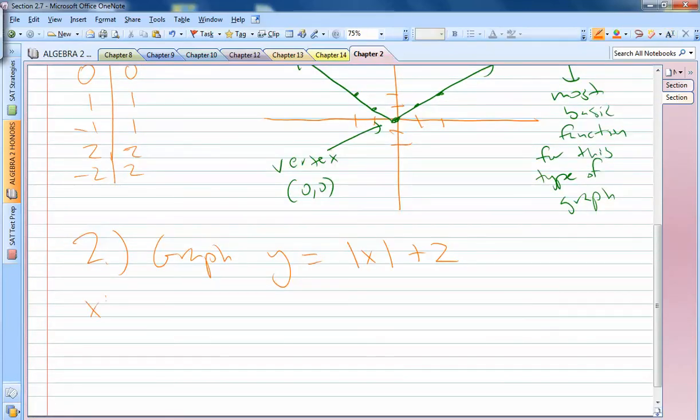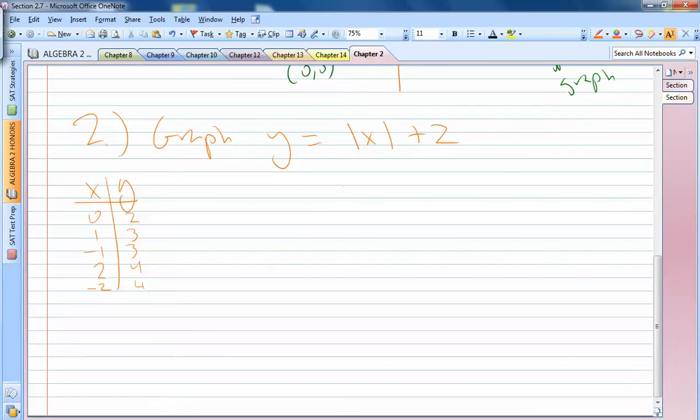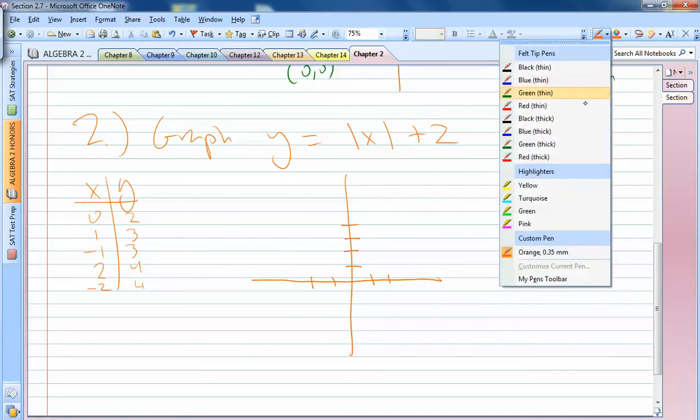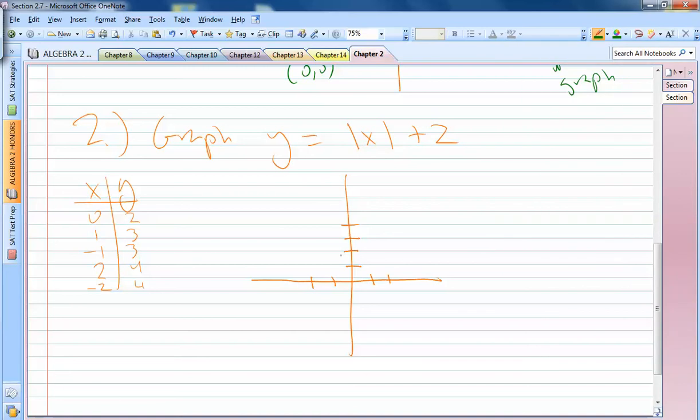Well, if we make a table and plug in the same values as before, now when I plug in 0 for x, y is 2. When I plug in 1 for x, y is 3. Negative 1, still going to be 3, because remember the absolute value of negative 1 is 1. Plug in 2, I get 4. Negative 2, I also get 4. So when you graph this, plot the points.